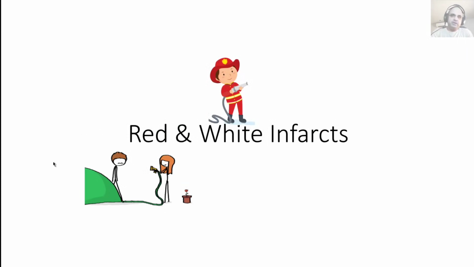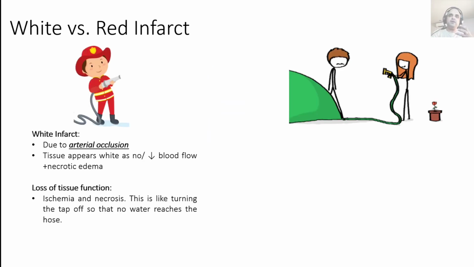Before we go on and talk about the vascular occlusions, just a few words about red and white infarcts, and I'm sure you know them better than I do. A white infarct occurs because the blood supply loses its arterial circulation, and it's because of an arterial occlusion. The tissue appears white because of extreme amount of necrosis and edema together with no blood flowing into that area. And the loss of tissue function is because of ischemia and necrosis. It's like you turn the tap off and you don't get any water.